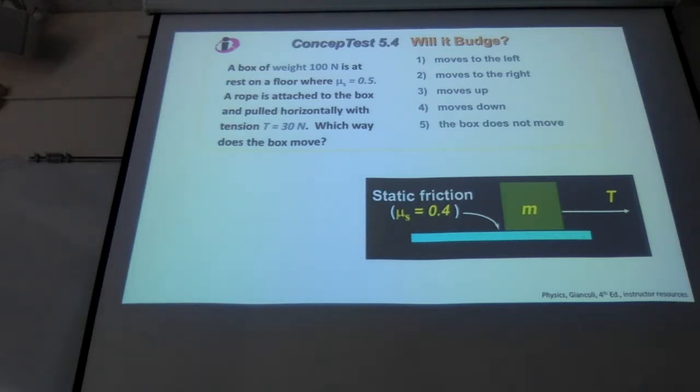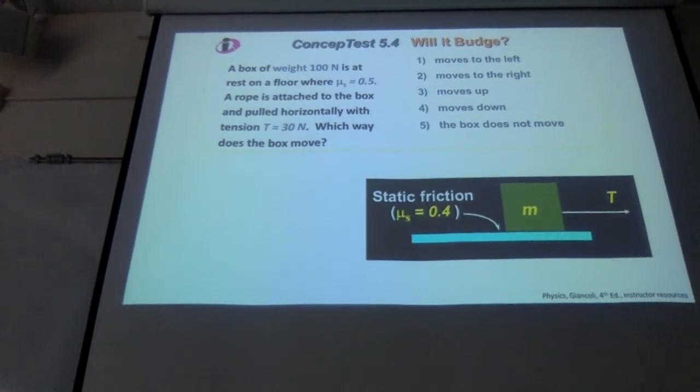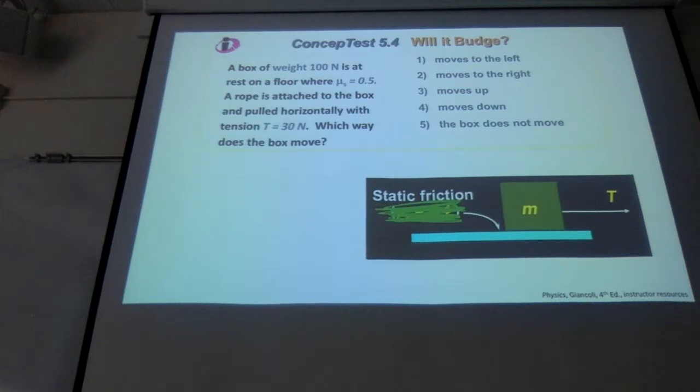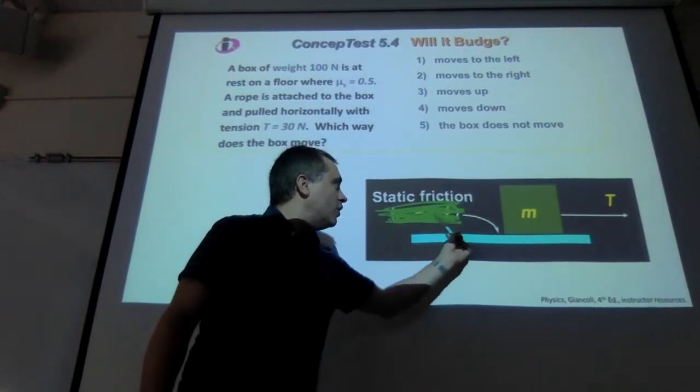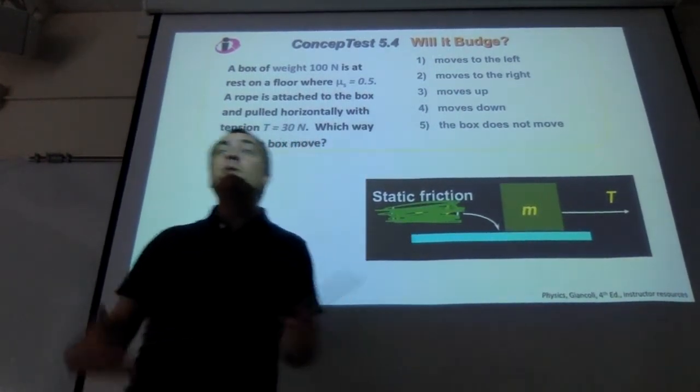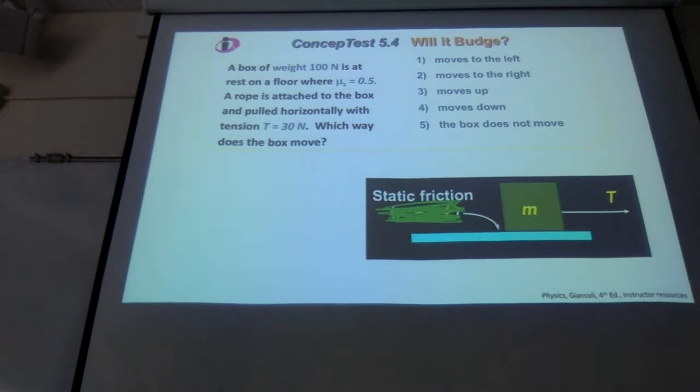First of all, there's a discrepancy between what's up there in the problem and what's down here in the diagram, so get rid of that. How did that happen? I don't know. We're trying to determine whether this tension is enough to overcome the static friction. Are we pulling hard enough to make the box move?